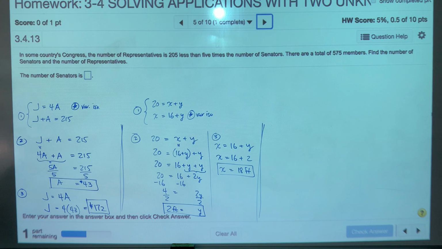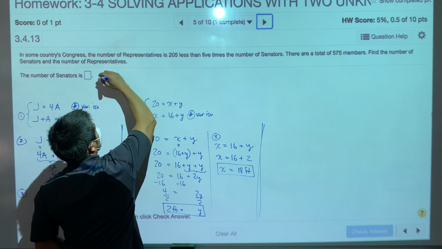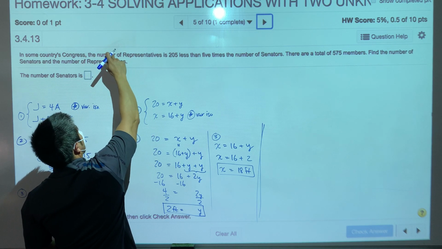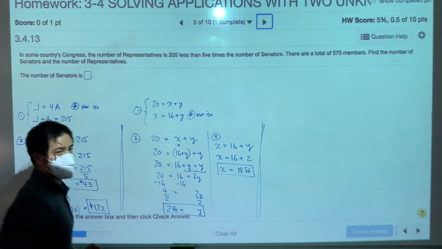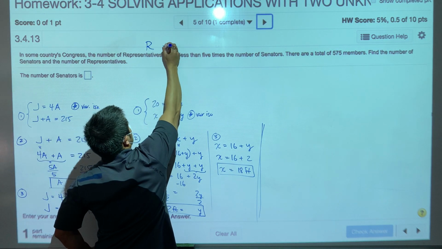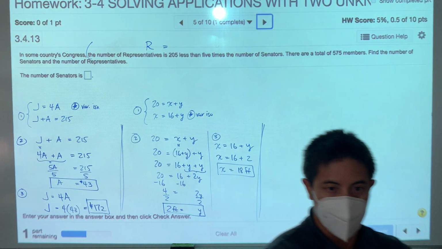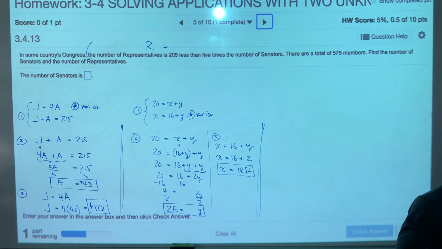All right, in some countries, Congress, the number of representatives is 205 less than 5 times the number of senators. That's a very complicated sentence. So let's go through this and translate it. The number of representatives is... that alone says what? Representatives equal. If we summarize it, wrap it all up, R equals, if you assign a variable to it.